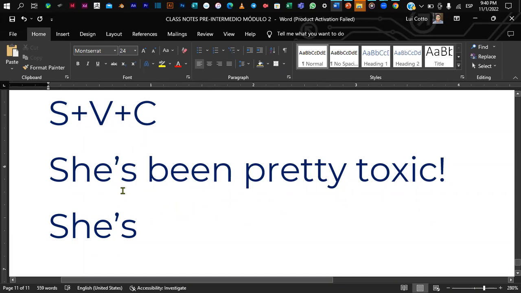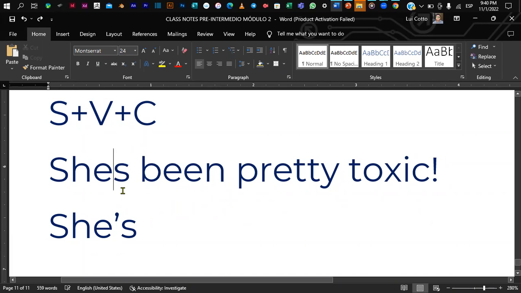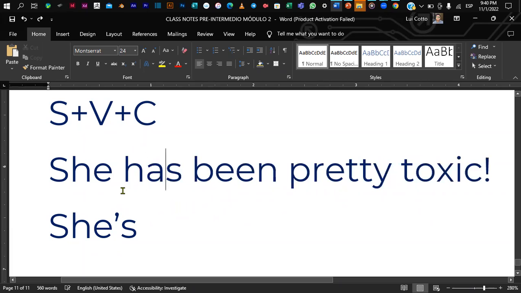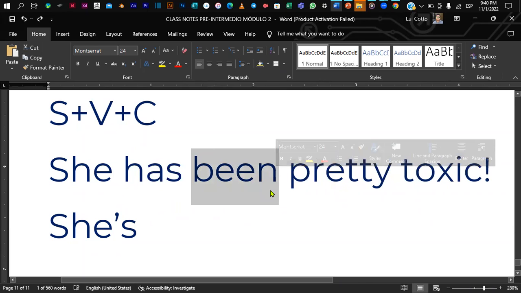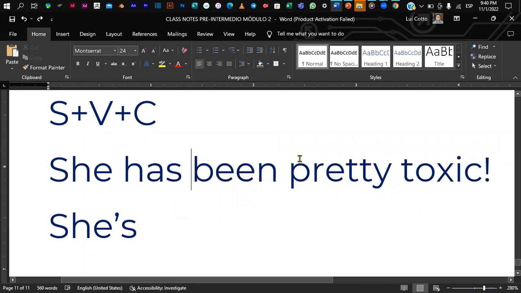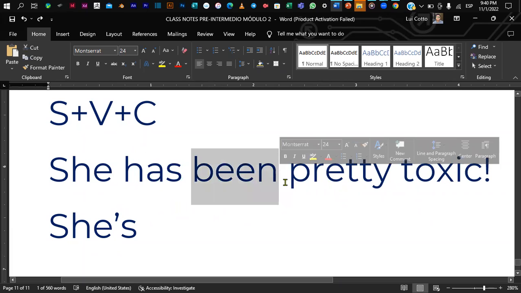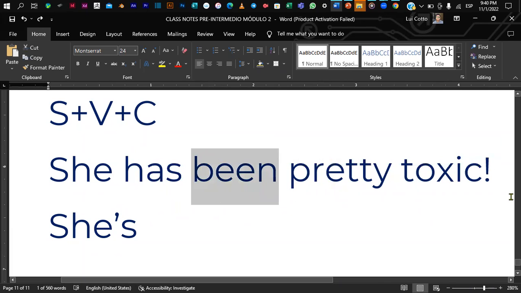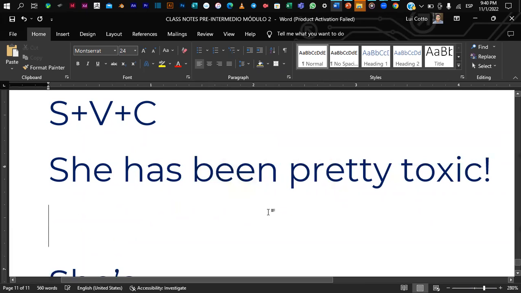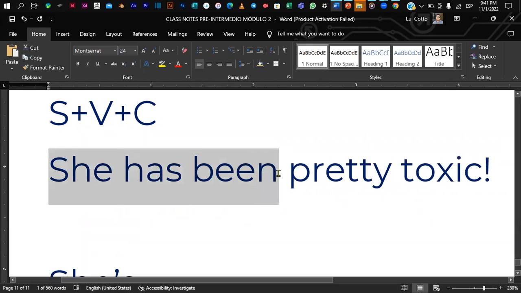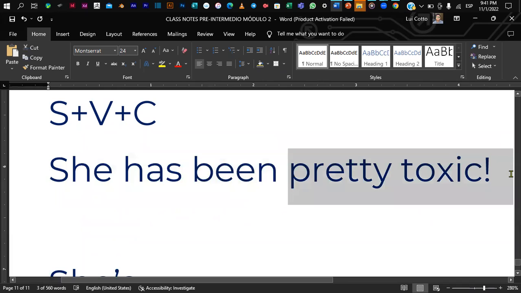Yes, it is only the contraction of she has. But been is the participle of the verb to be. Aquí sí está el verbo to be, pero no es she is, right? No es she is. It is been. She has been.